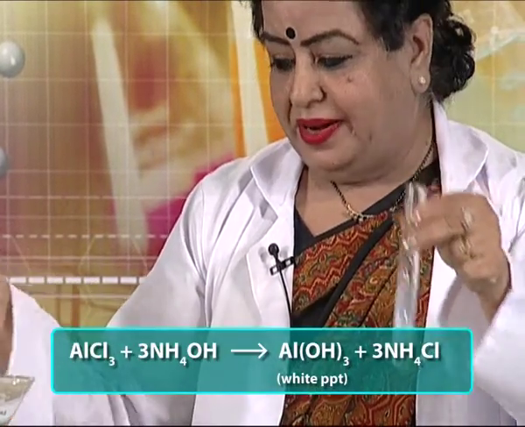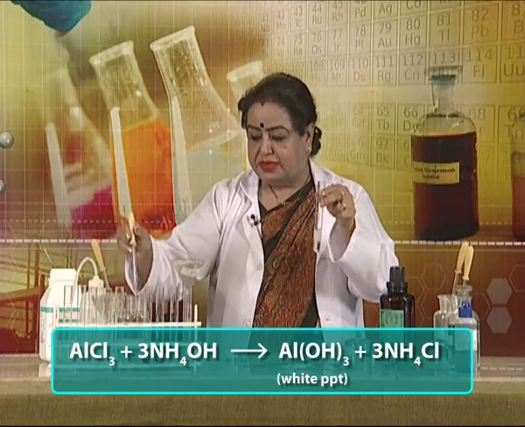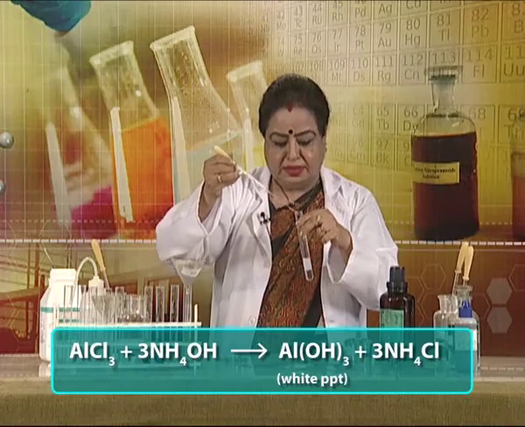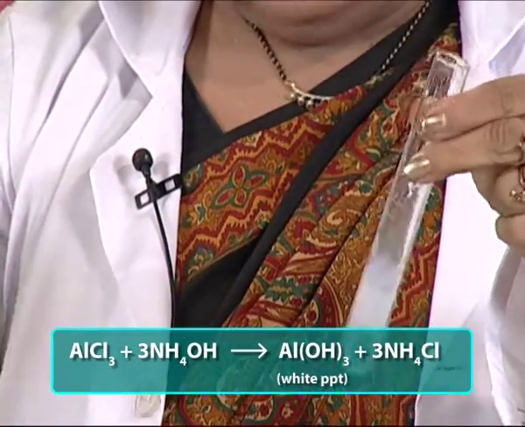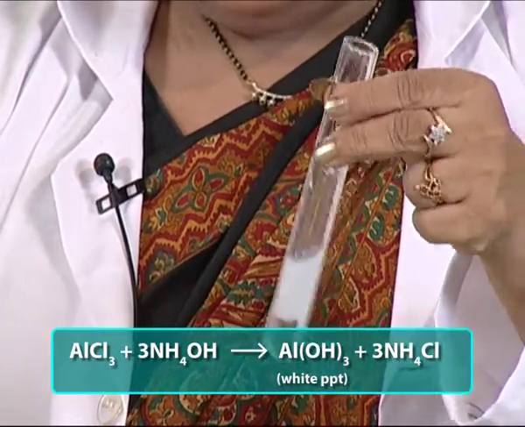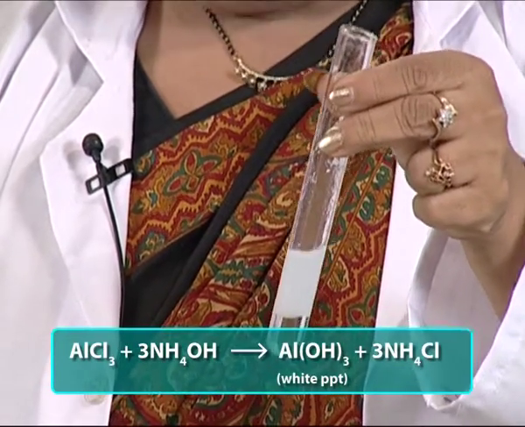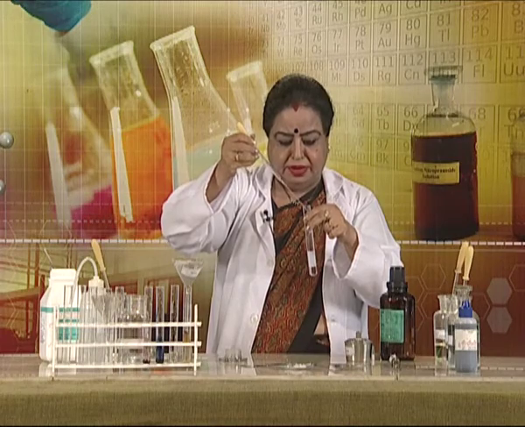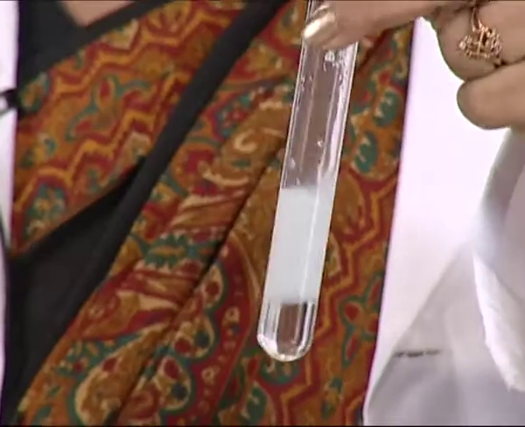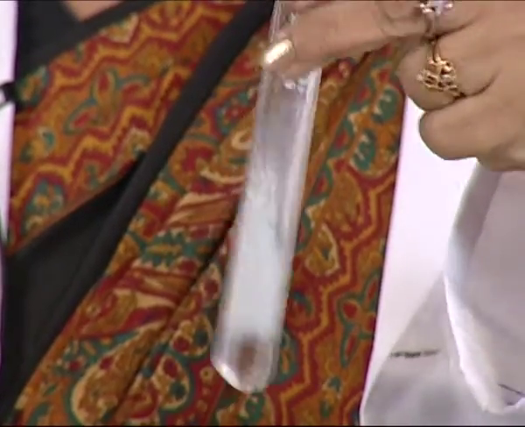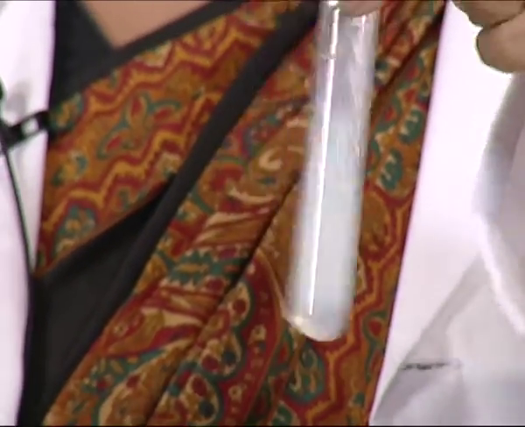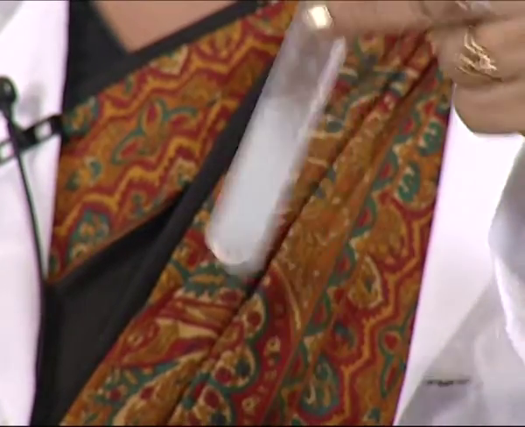A white gelatinous precipitate has started appearing. You can see the white gelatinous precipitate clearly becoming visible as I add more and more ammonium hydroxide, dropwise again, like this. I will shake it completely so that it mixes well till it reaches the bottom of the test tube.